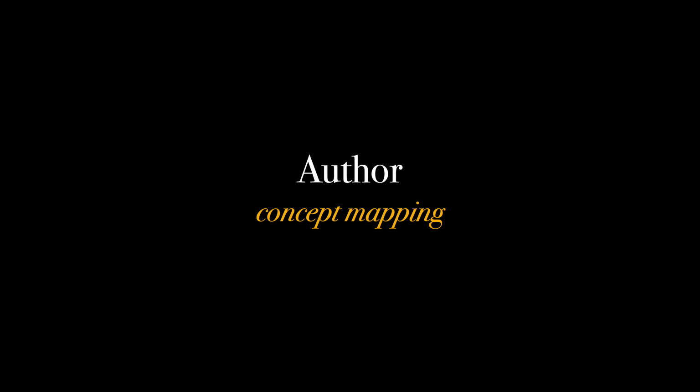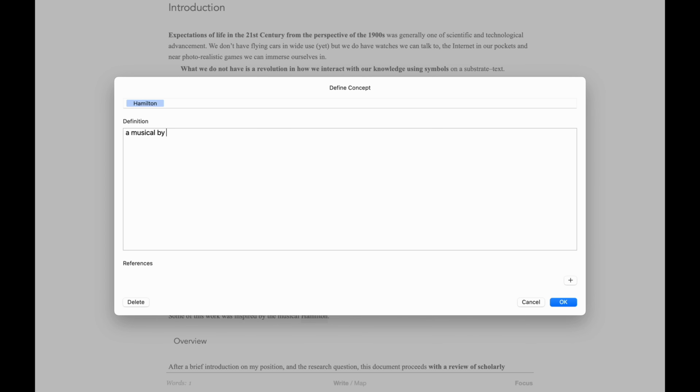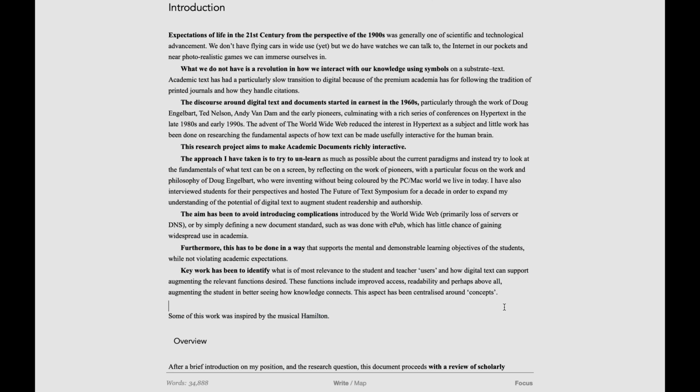The last thing I'd like to show you in Author is augmenting how a student can define by writing to learn how the concepts they're dealing with fit together. All right, some of this work was inspired by the musical Hamilton. Select the text Hamilton and do Command D to define this concept, simply by writing, "It is a musical by Lin-Manuel Miranda." Then I'll save.